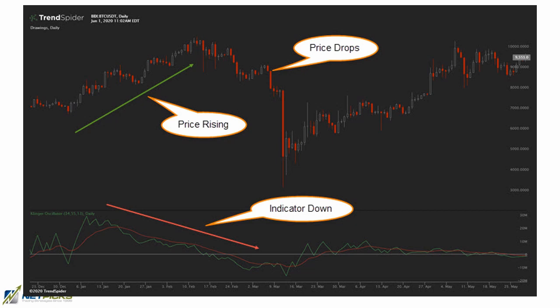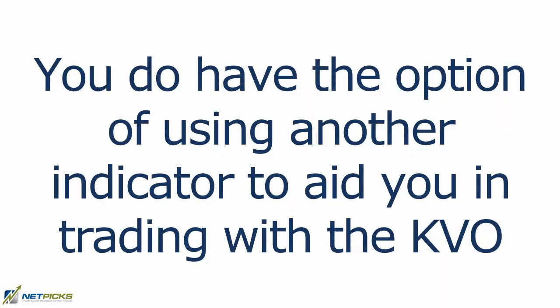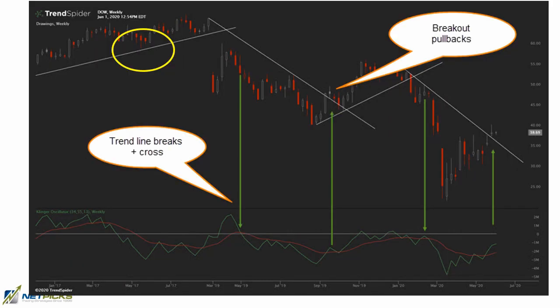What about adding other trading indicators? That's always an option, but keep in mind we do have an oscillator here. So in a broad sense, it is a momentum indicator. So you don't want to add another oscillator or momentum indicator to it. So what can you use then? Well, I consider trend lines to be an indicator, and then you can use breakout pullbacks.